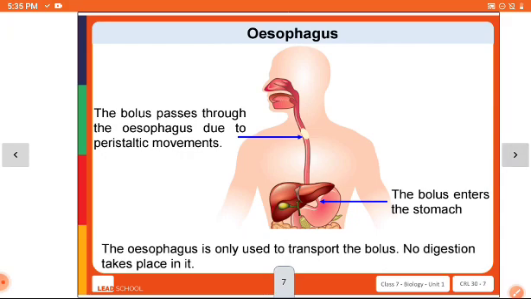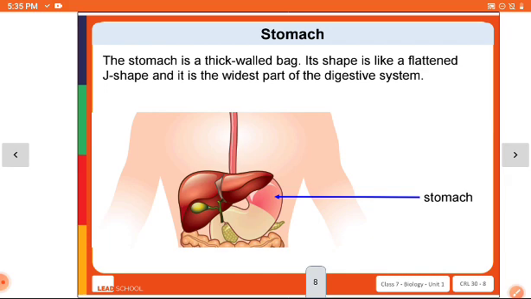So one end of the esophagus is connected with the stomach. When the bolus enters the stomach, the esophagus is only used to transport the food and no digestion takes place in it. Only transport is the function of the esophagus. The stomach is a thick-walled bag, shaped like a flattened J, and it is the widest part of the digestive system.